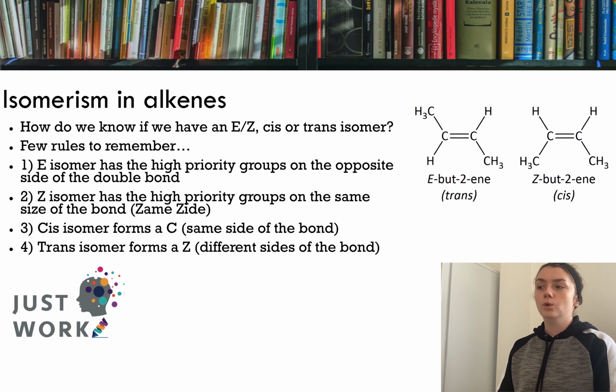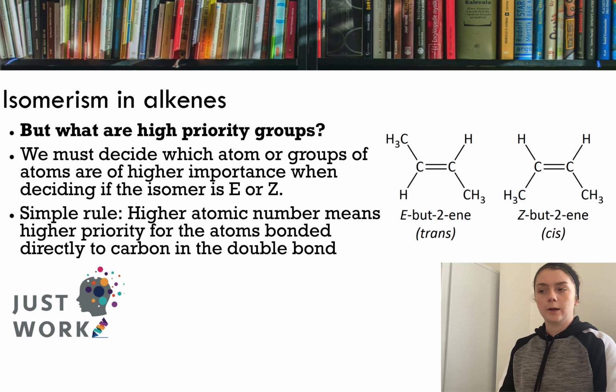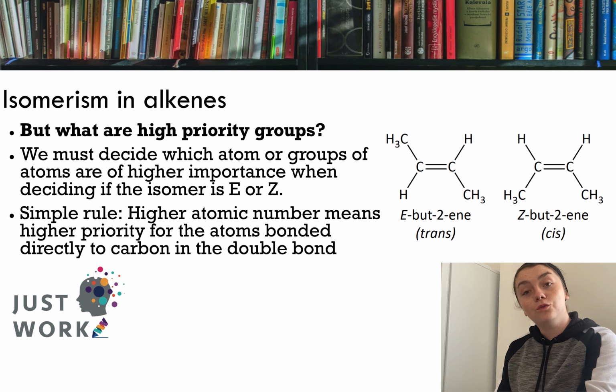These few rules. So E isomer has the high priority groups on the opposite side of the double bond, Z has the high priority groups on the same side, and cis forms a C, whereas trans forms a Z. Now, how do we know which are the high priority groups? We must decide which of the groups has a higher importance, and a higher atomic number means that higher priority for the atoms bonded. So if you follow those simple rules for isomerism, you'll be absolutely fine.